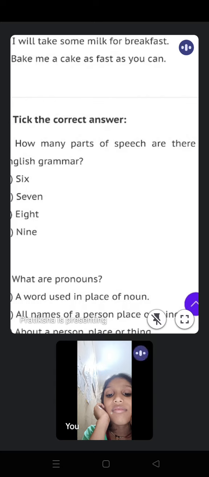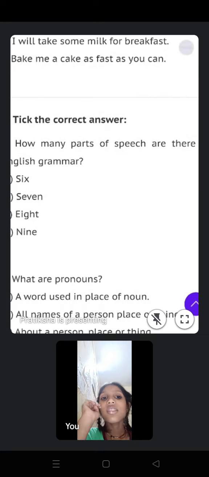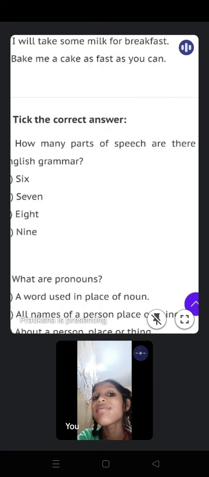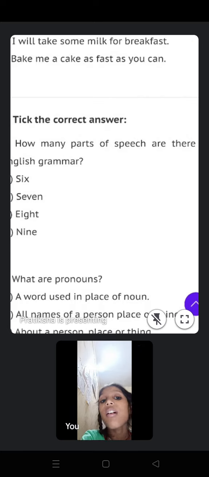Breakfast is a word, na? Eat, if breakfast is not an action word, right? Then it will not be a verb. Is there any action word here? No, ma'am. Take. Read the sentence again and tell me again. I will take. So what is the action word here? Take. To take, kya hoga fir? It will be a verb. Very good.